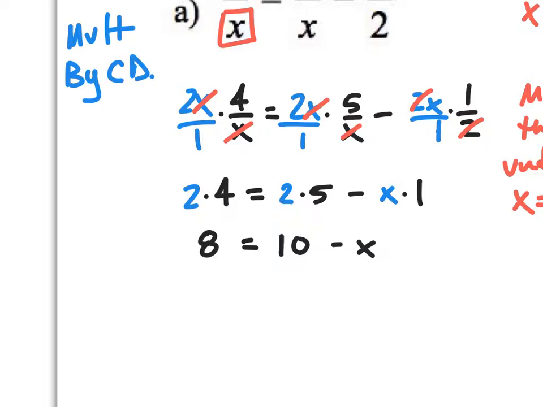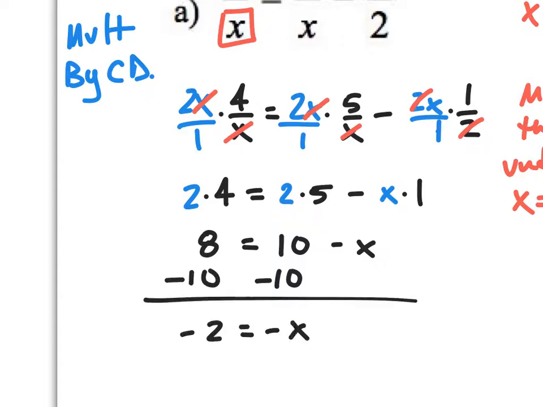All right, and so what I can do here is subtract both sides by 10, and I'm going to get negative 2 is equal to negative x. Now, when I have that negative there, I just want to divide both sides by a negative 1. All right, and so the negatives divide out, and then I just get that x is equal to positive 2.